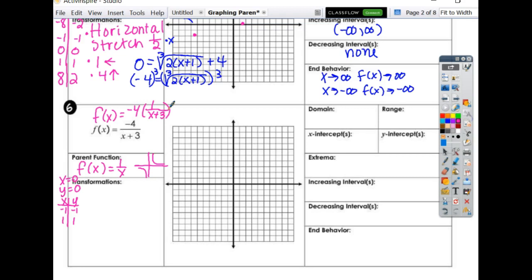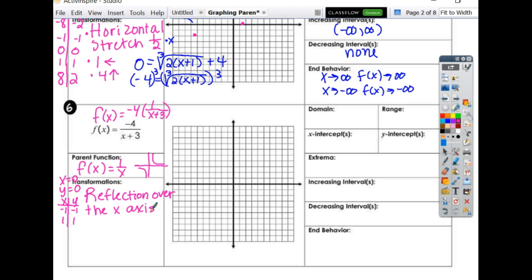So what does the negative tell me? What's the transformation that that negative tells me? Reflection over which axis? Reflection over the x. So the reflection over the x tells me that this little branch is going to be down here, and this branch is going to go up here, right? They're going to flip. That's what a reflection over the x does.